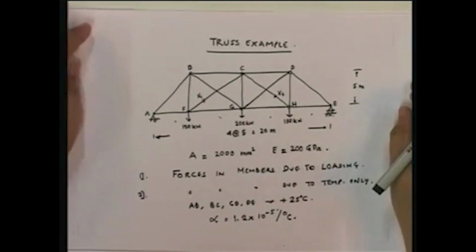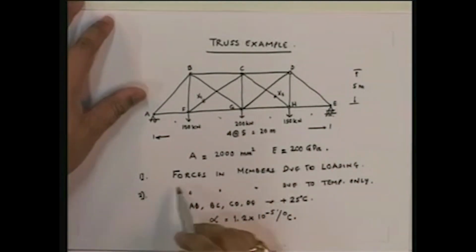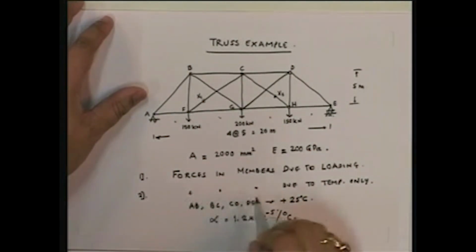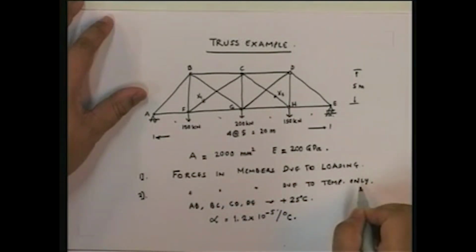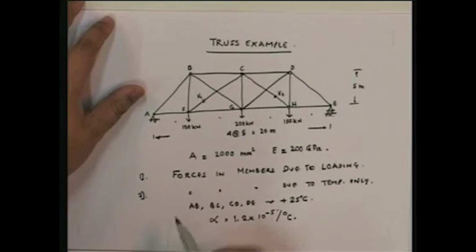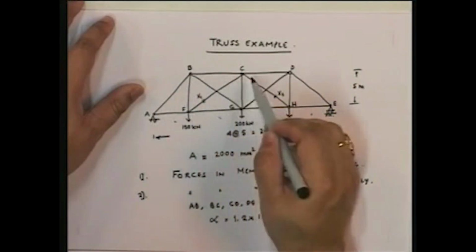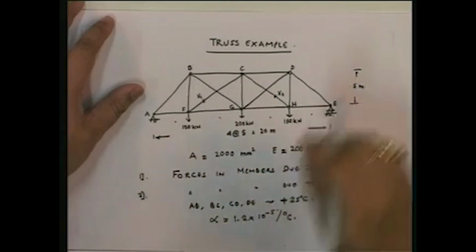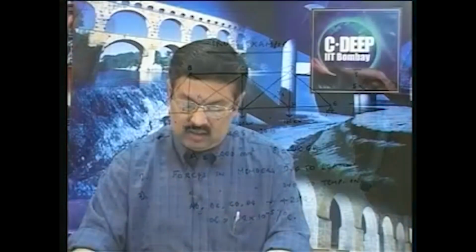Okay? And the question is, find the forces in members due to the loading alone, and the second part is find the forces in the members due to a temperature effect only. The temperature effect: the top members AB, BC, CD and DE are subjected to a plus 25 degree Celsius increase in temperature, and alpha is given as 1.2 into 10 to the power of minus 5, which is the coefficient of thermal expansion for a steel member. So this is the entire problem, and this is what you have to find out.